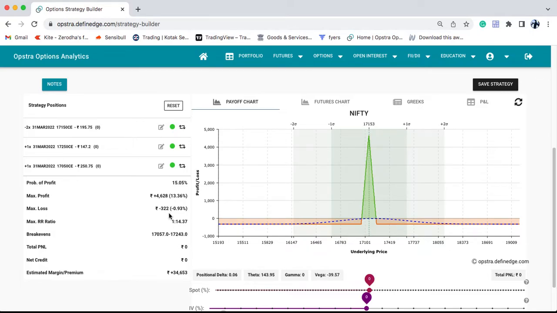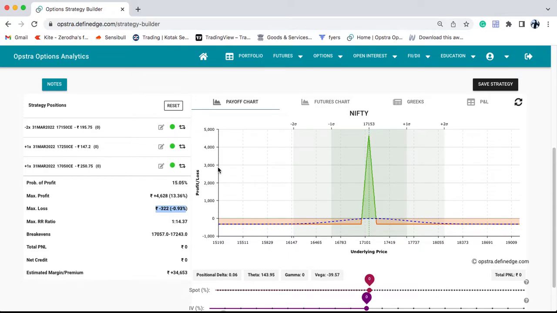If your view goes wrong, you will be losing 322 rupees, but if your view is correct, then you will be making 4,628 rupees. In case the market stays in this zone, which is from 17,050 to 17,243, you will be in a profit. The margin required for this strategy is 34,653. Now this is called the butterfly strategy on the call side.